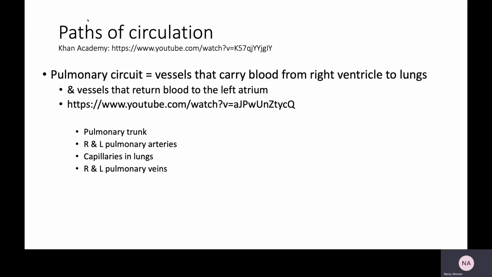So the major vessels you need to know are the pulmonary trunk, which is coming out of the right ventricle. That is going to split into the right and left pulmonary arteries. The arteries will branch into smaller and smaller arteries until you get down to the capillary beds in the lungs. Then that blood will be pulled into venules, which will merge into larger and larger veins until you have the right and left pulmonary veins, which return oxygenated blood to the left atrium.